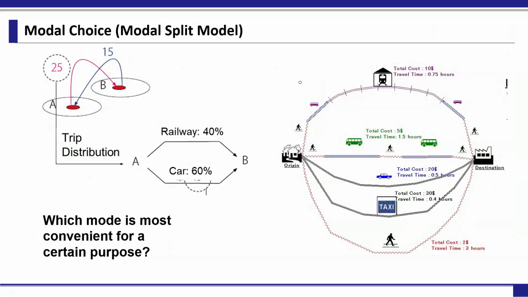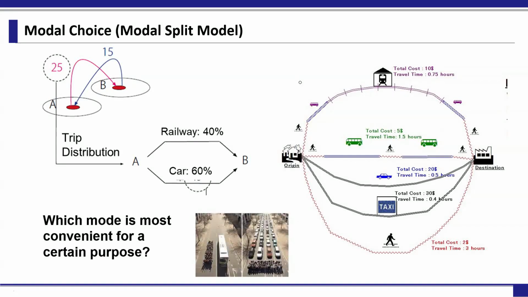Okay, today's last session is modal choice, split models. When you develop the trip distribution model from A to B, how many trips are emerged, and how many trips are by public transport or private? There will be the examinations.